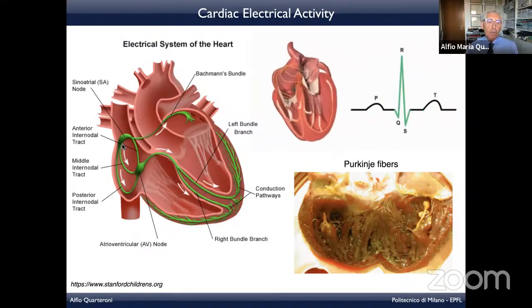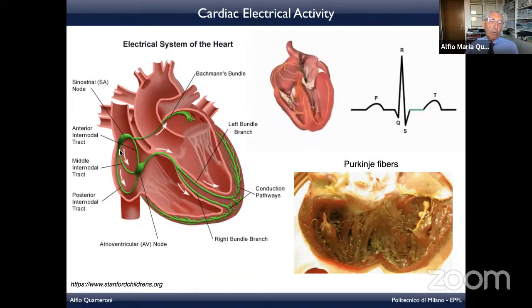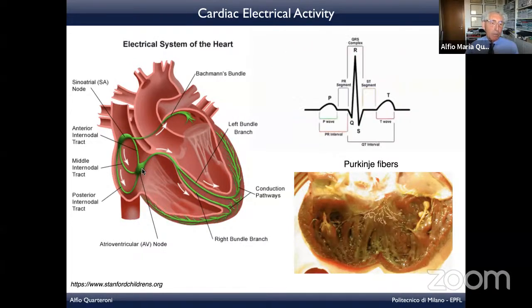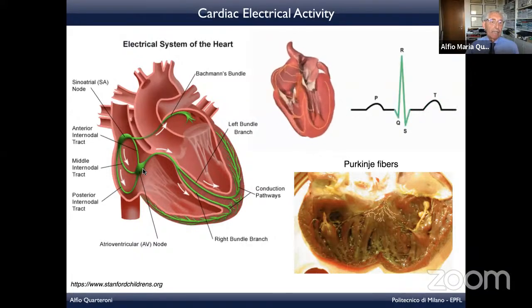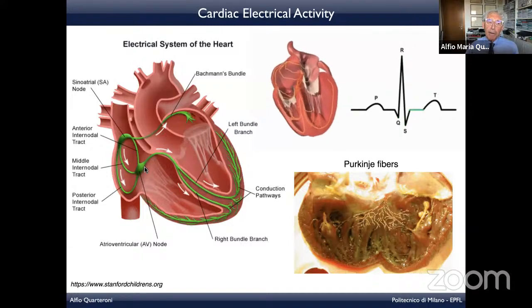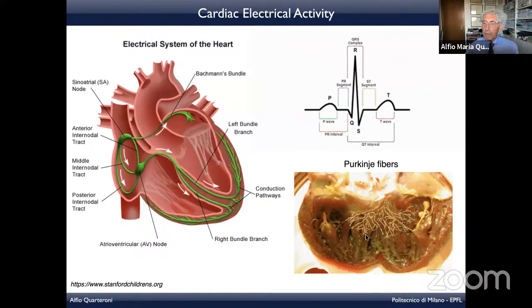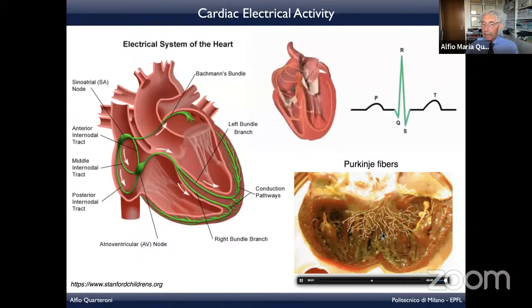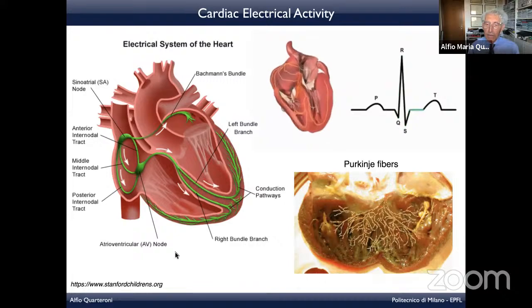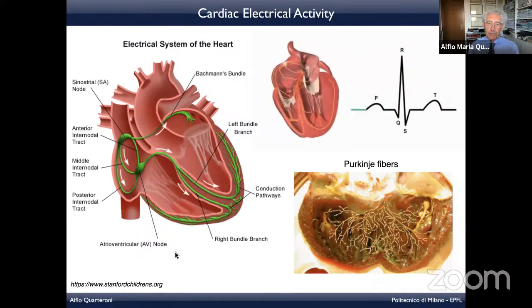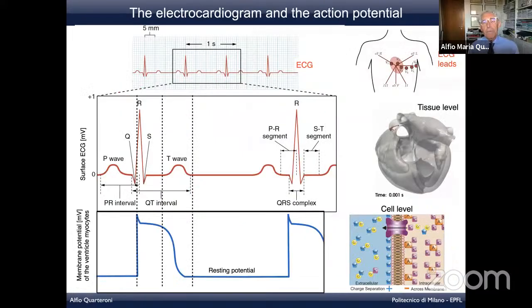It propagates first to the upper part of the heart through the 2 atria, and then it reaches this node, which is a kind of gate. This node is the atrioventricular node, sitting in the upper part of the ventricle, and through this and through the Purkinje fibers that you see here on the right, it reaches the apex and then all the cells of the myocardium. Now, this is the electrical component, and it is actually the one behind the contraction and the relaxation of the heart.